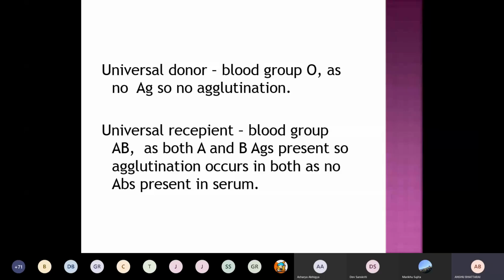Preferably whatever your blood group is, exactly that blood group should be given during blood transfusion. However, under emergency conditions, sometimes blood group O can be transfused to any blood group. So it is known as universal donor. Okay, and there is universal recipient, which is AB blood group. It has both A and B antigens present on the surface of RBC, and no antibodies are present in serum. So since no antibodies are present in serum, they are known as universal recipient.